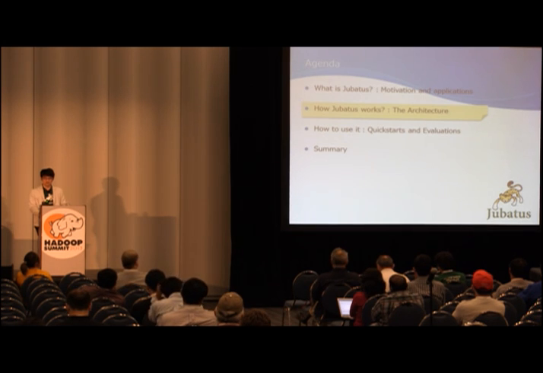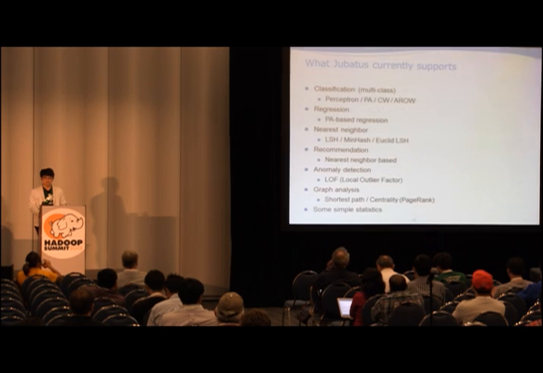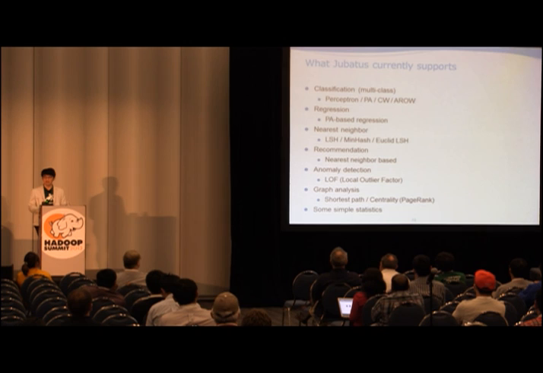Okay, so next, I would like to talk about the architecture. Actually, Jubatus supports almost all machine learning tasks except clustering so far, like classification, regression, nearest neighbor, recommendation, anomaly detection, some graph analysis, and simple statistics. So you can use it for your application based on a distributed environment.